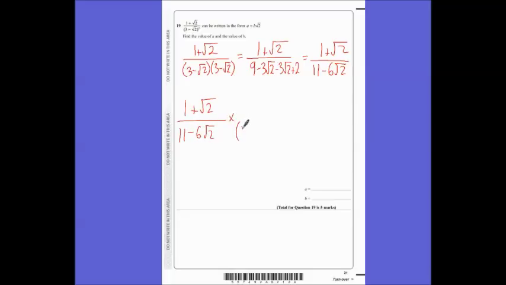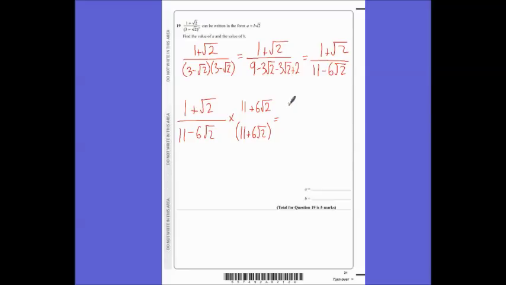So we're going to multiply it by 11 plus 6 root 2. And we have to do the same to the top to keep that the same. So 11 plus 6 root 2. This is called using the difference of two squares, because when we expand these out, we'll end up losing the square root signs there, losing the surds.